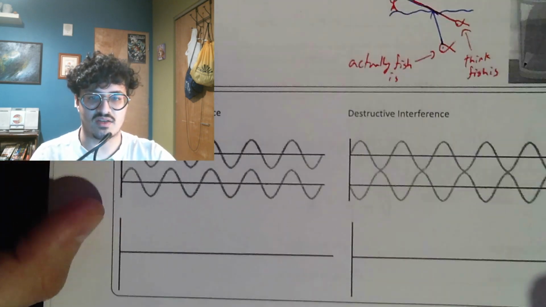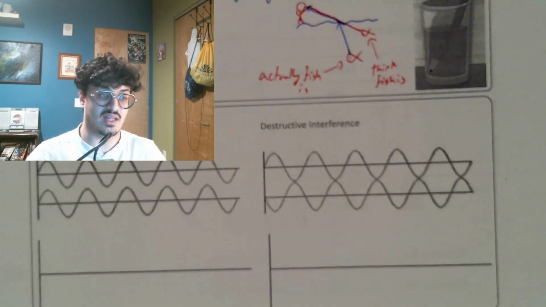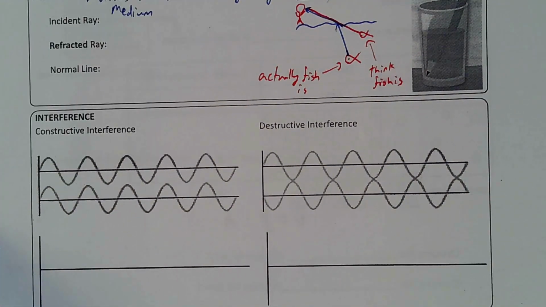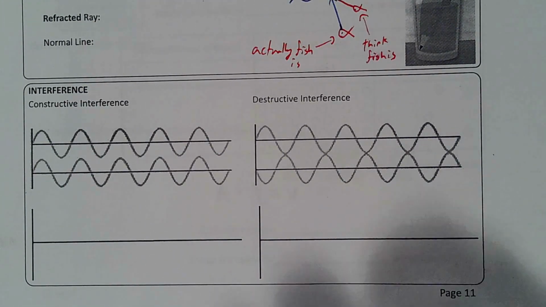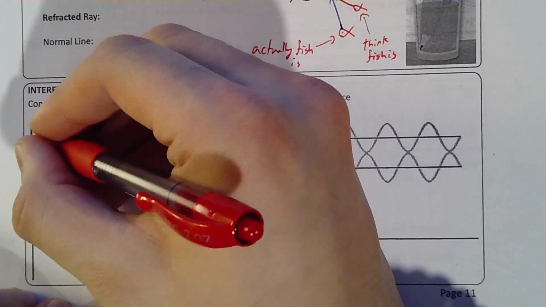Finally, we can talk about interference. Interference is the last thing that we'll talk about, because it's the first thing we talked about. We have two different types of interference, constructive interference and destructive interference.